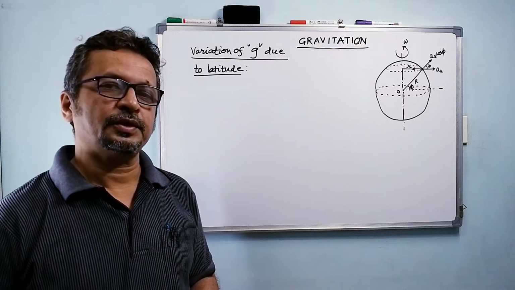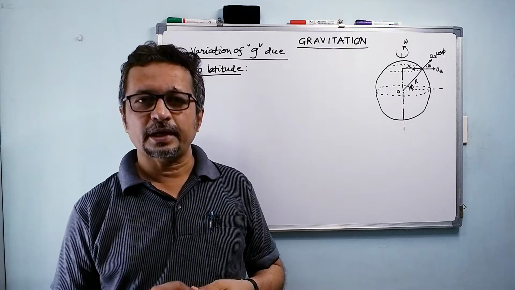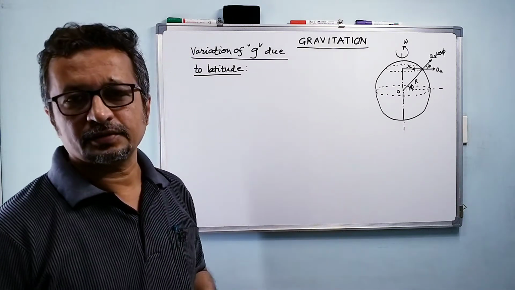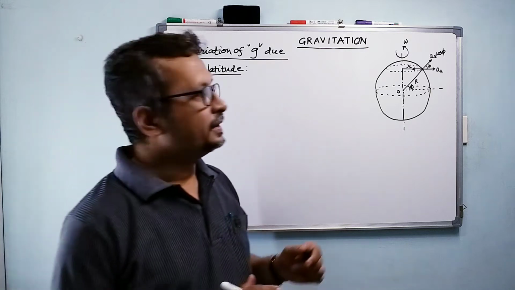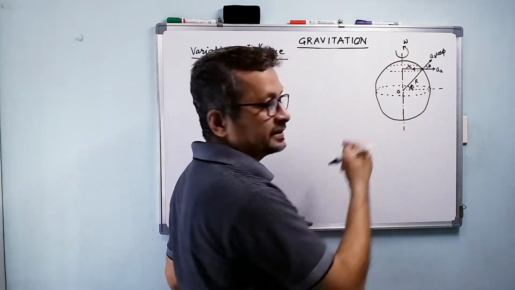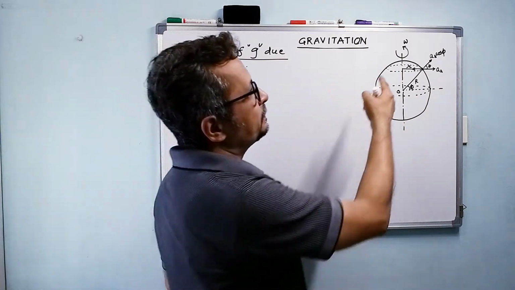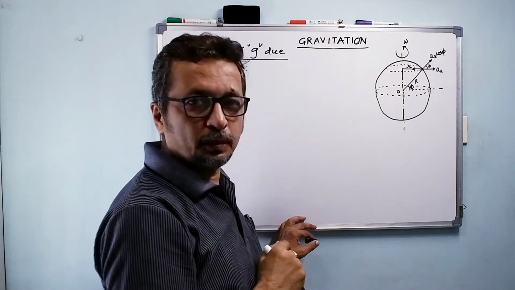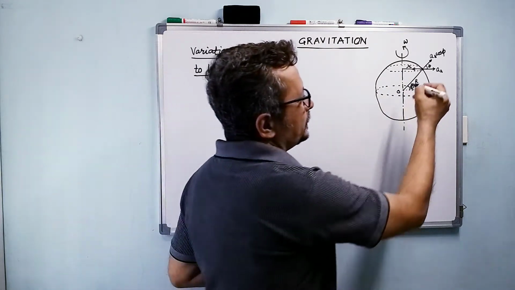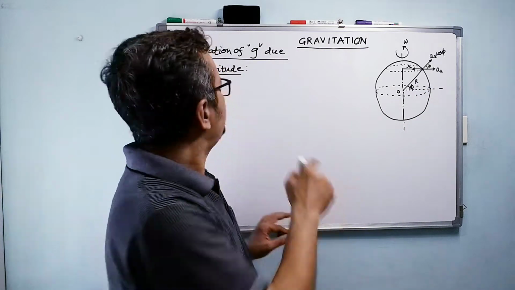Hello guys, we are going to have variation of g due to latitude. Now here this is Earth. This is the equator and this is the axis of Earth, and it is rotating with angular speed omega. Now we want to find out what is the effect of latitude.